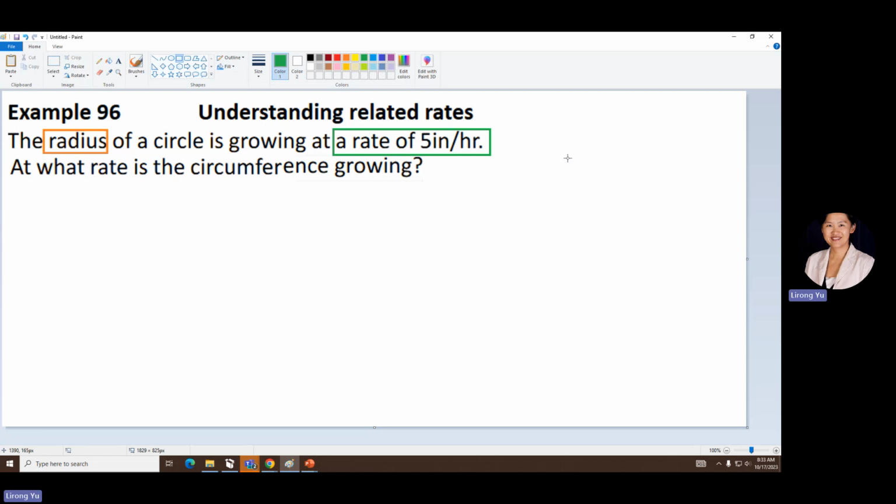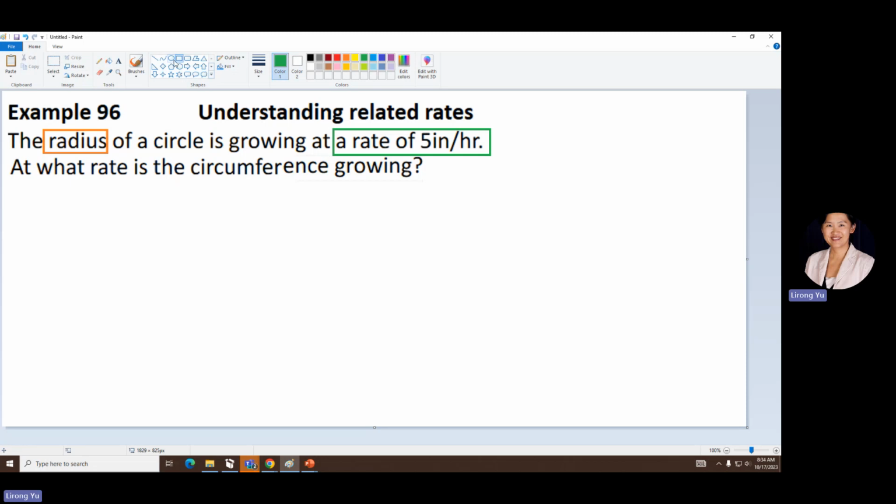Inch per hour, kind of think of it as a fractional unit. Because of fractional unit, this is actually comparable to speed. All right. Basically, the radius is growing. When the radius is getting bigger, the circle is getting bigger. The circle is getting bigger, the circumference is getting bigger as well. So we'll find out what rate is the circumference growing.